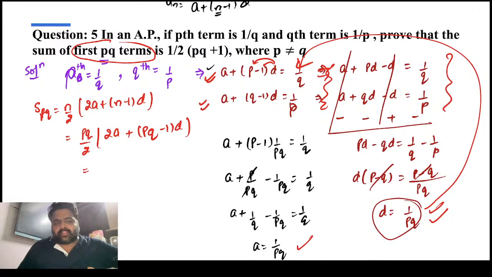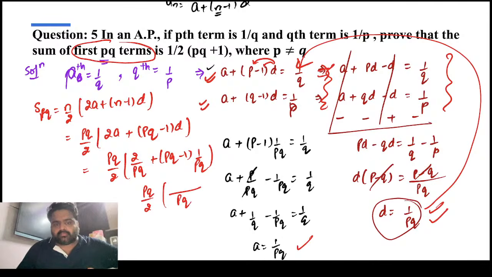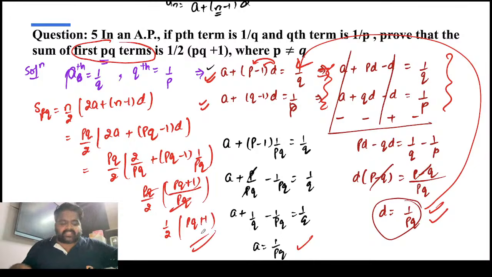Now put the value of a and d. pq upon 2, the value of a is 1 by pq plus pq minus 1 into 1 by pq. When you solve that, this would be equal to pq by 2. This is pq upon, ऊपर बच जाएगा pq plus 1. This will cancel out. The result is 1 by 2 (pq plus 1). Please tell me your doubt.